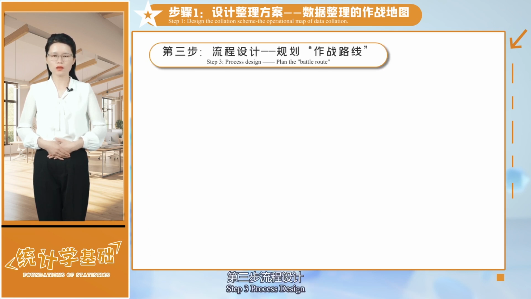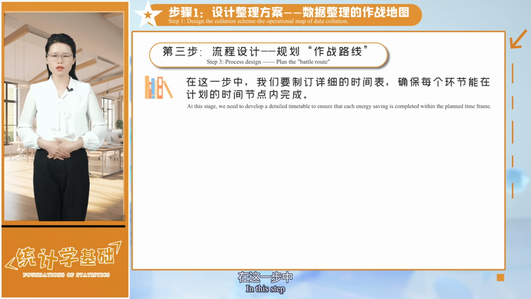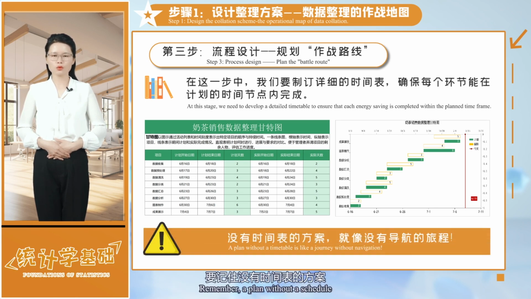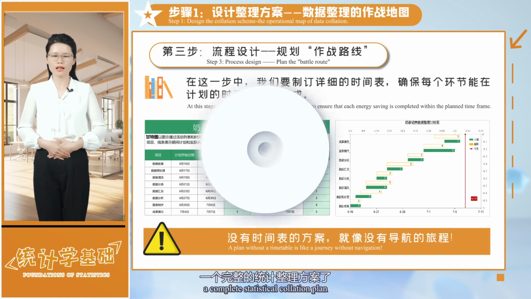The third step is process design. Plan a battle route. In this step, we need to make a detailed schedule. Make sure every step can be completed within the planned time frame. For example, for the sales data of school milk tea, when performing statistical collation, the timeline of each phase can be shown in a Gantt chart, so you can know whether each link is carried out as originally planned. Remember, a plan without a schedule is like a journey without navigation. Through these 3 steps, we can work out a complete statistical collation plan.